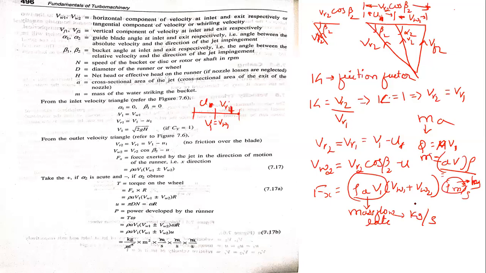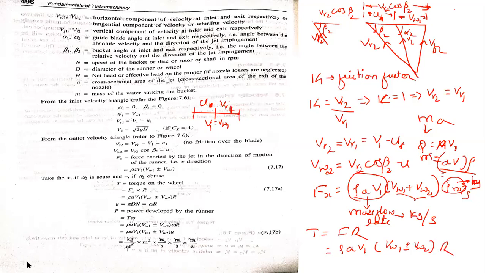And why are we using VW1 plus VW2? Because, since it is a tangential flow turbine, only the tangential velocity component gives you the force produced. The other components will not give you the force produced. So we are writing rho A V1 (VW1 plus or minus VW2). Okay. Now what is torque? Torque is force into radius. So I can write this as rho A V1 (VW1 plus or minus VW2) into R.